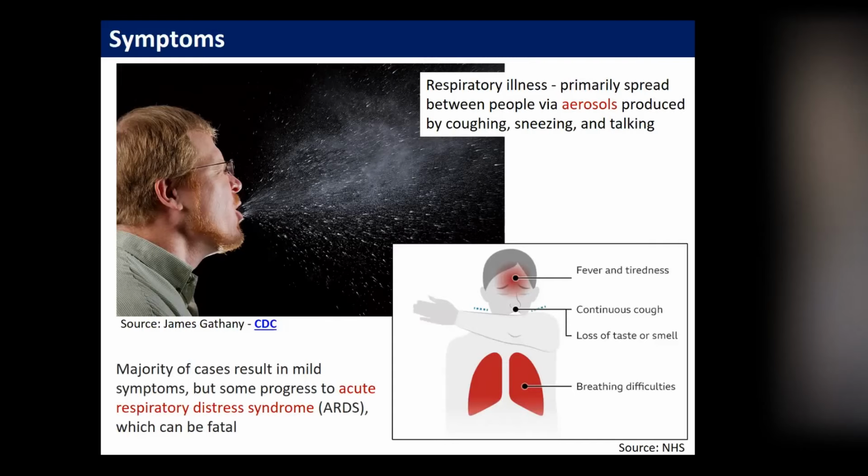They include fever, fatigue, a cough, loss of taste, for example. But in a very small number of people, this can progress into a much more serious illness called acute respiratory distress syndrome, and that can be fatal in a small number of individuals.